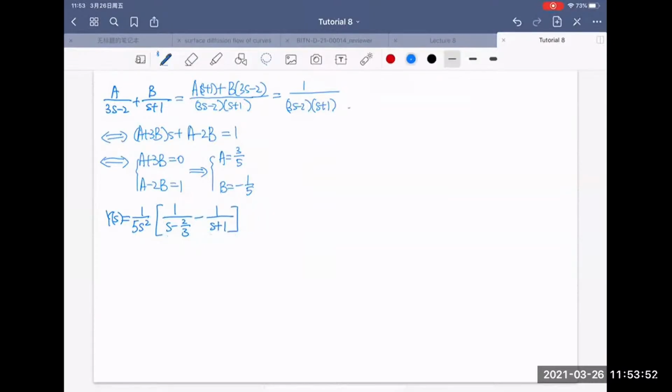So this is your capital Y. And if you apply the inverse Laplace transform, let's first focus on the interior part. The inverse Laplace transform of the function inside the bracket can be easily found. This is just the exponential 2 over 3 times t minus exponential minus t. So you can find this in the table of Laplace transform.